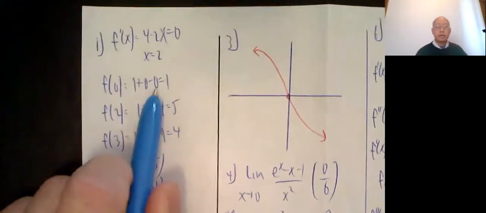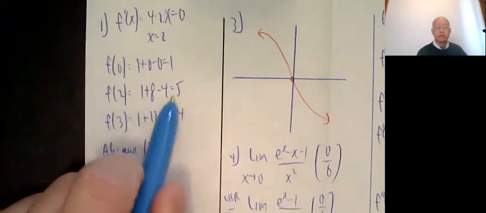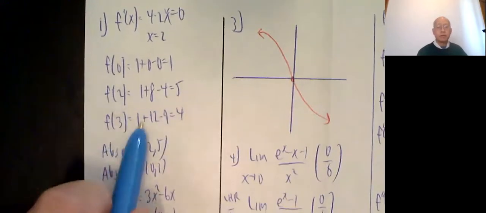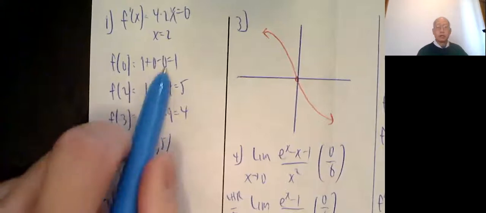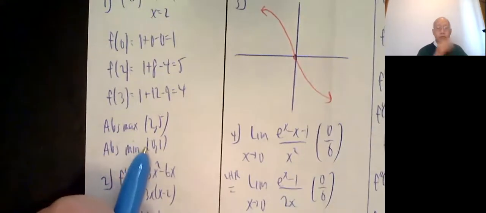Plug in 0, I get 1 plus 0 minus 0, which is 1. F of 2, 1 plus 8 minus 4 is 5. F of 3, 1 plus 12 minus 9 is 4. So look at these. The absolute max is at (2, 5). Absolute min is at (0, 1).